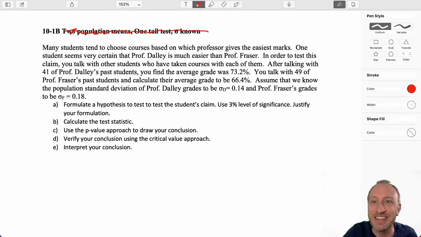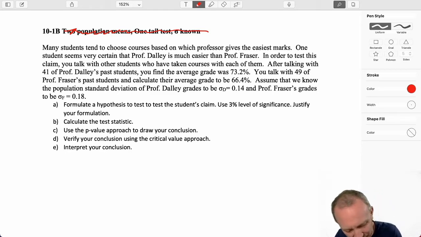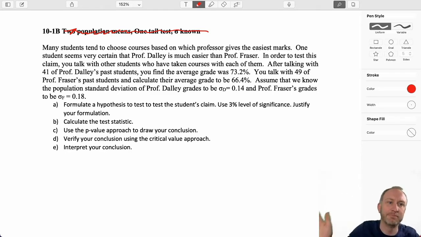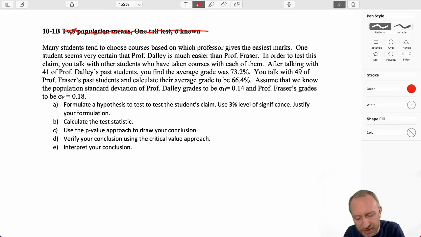In order to test this claim, you talk with other students who have taken the course with each of them. After talking with 41 of Prof. Daly's past students, you find the average grade was 73.2. You talk with 49 of Prof. Fraser's past students and calculate their average grade to be 66.4. Assume that we know the population standard deviation of Prof. Daly's to be this and Prof. Fraser's to be that. Okay, how do we know what we're doing?